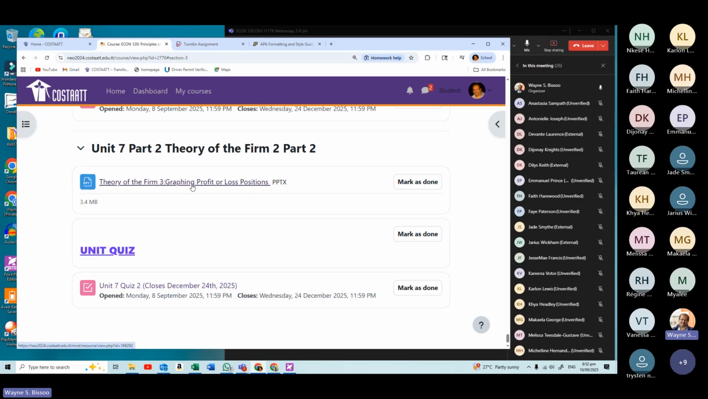I think somebody spoke about graphing in the thing, but this is graphing in relation to firms and firms' activities, and there's a quiz on that. And this quiz is all about graphs.